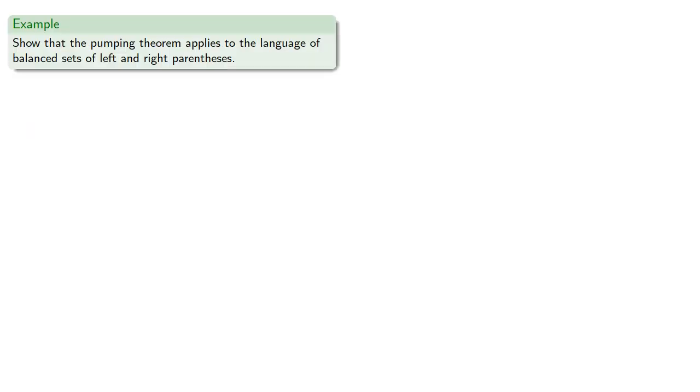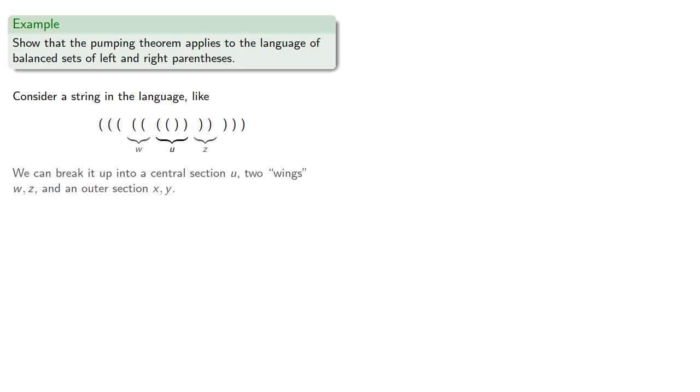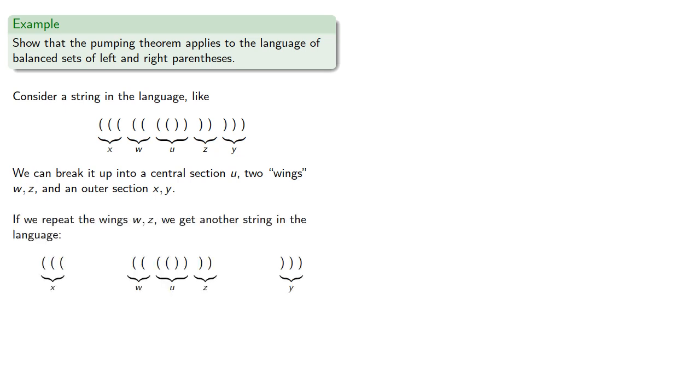So let's show that the pumping theorem applies to the language of balanced sets of left and right parentheses. Let's consider any valid string in the language, for example, a whole bunch of left parentheses followed by a whole bunch of right parentheses. We can break this up into a central section, two wings, and an outer section. If we repeat the wings W, Z, we get another string in the language.